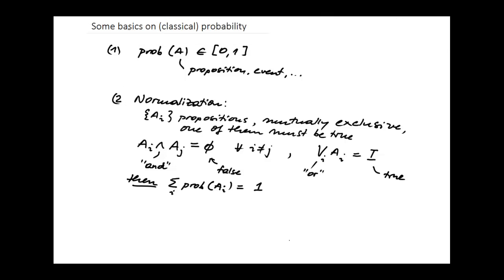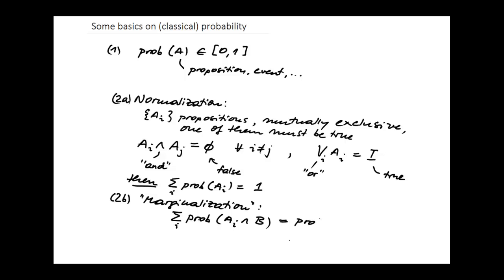There's a closely related statement which generalizes that. Let me in fact call this 2a and then 2b, that is called marginalization. And this says that when I have the sum over i of the probability that A_i and some other statement B are true, and again the A_i satisfy the properties that I wrote down above, mutually exclusive, one of them must be true, and B is an arbitrary statement outside of the set, any other statement, then this sum must equal the probability of B. This generalizes the normalization condition and is called marginalization.